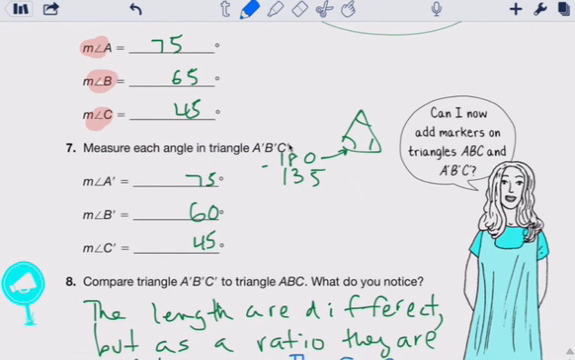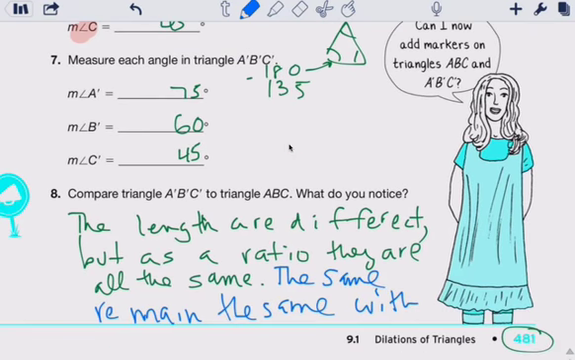Remain the same with the same degree. Remain the same, just smaller. It shrunk or got bigger, dilated, just bigger. In this case, it went from small to big. And the angles are the same, and the angles remain the same.